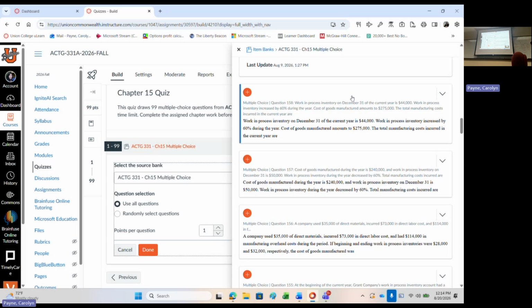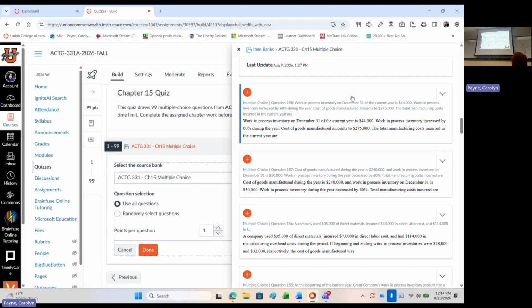Cost of goods manufactured is 275,000. Total manufacturing costs incurred, or what? So 275 plus 44 minus 27.5 is 291.5.